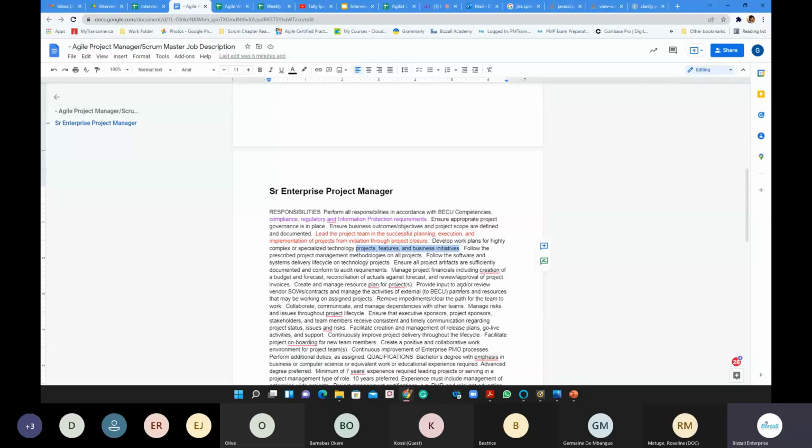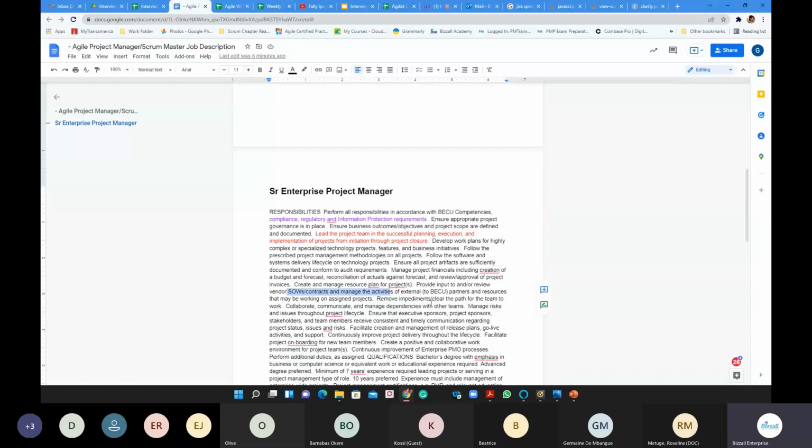Provide input to and/or review vendor statement of work, contract, and manage the activities of external partners and resources that may be working on assigned projects. Actually, this happens at the beginning, right? You have to agree on this statement of work. They have to tell you what they want to do. You have to put it down in order for you to follow through on that. That is an agreement that you sign between you and the vendor or the client.